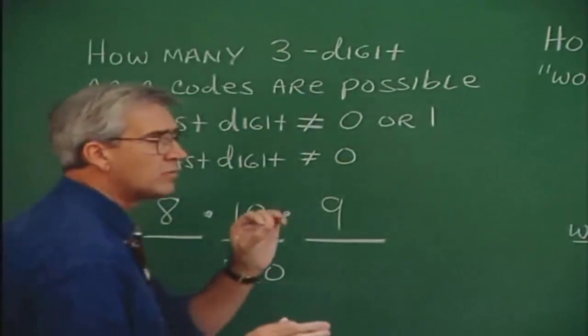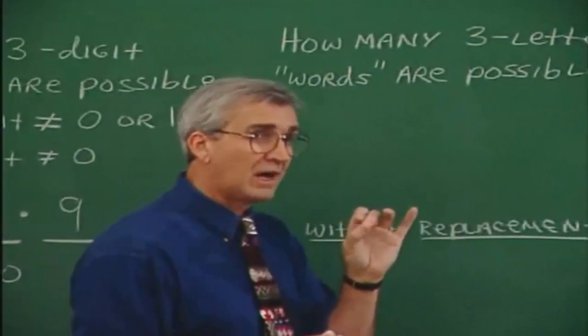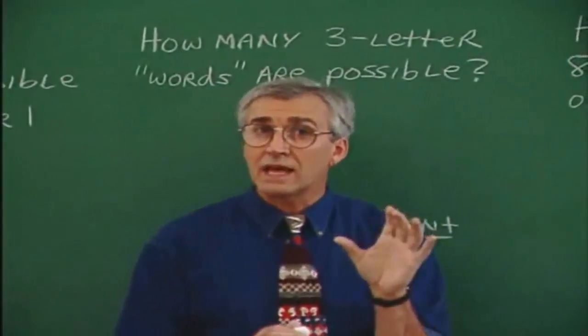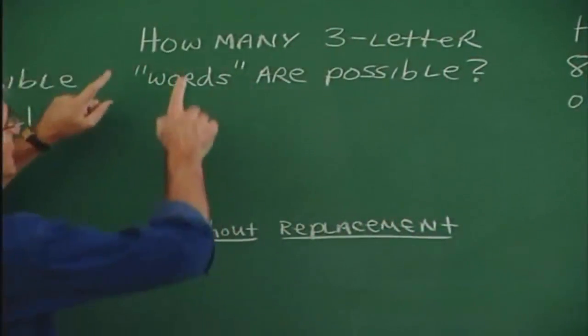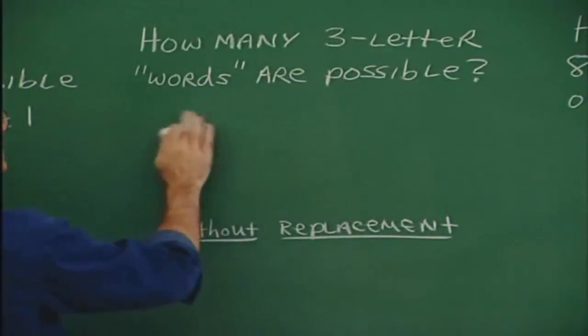So all we're doing is multiplying the number of options that we have in each stage of the game. Here's another example. How many 3-letter words are possible? Now, by a 3-letter word, I'm not limiting us.